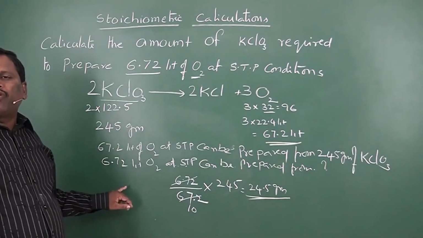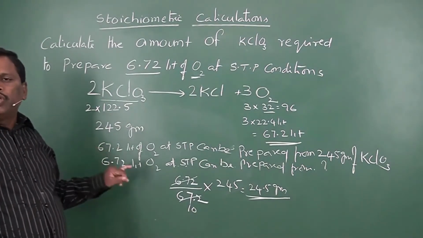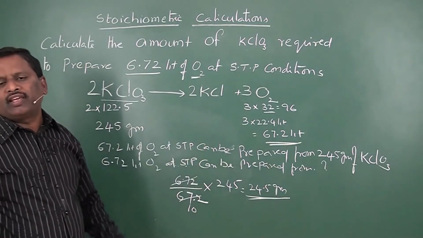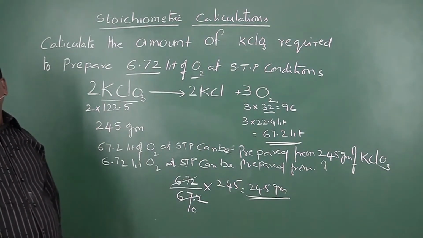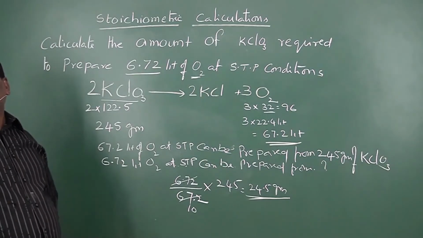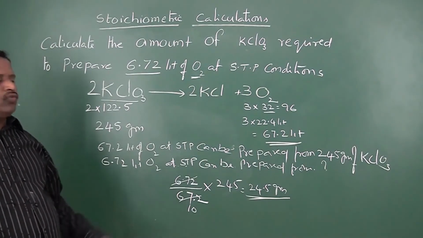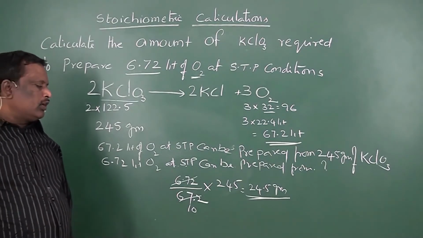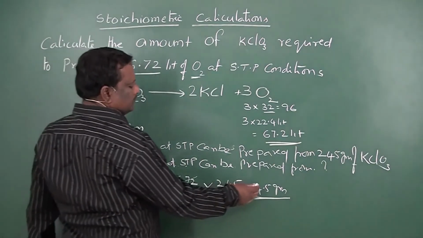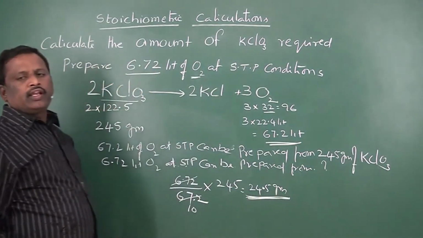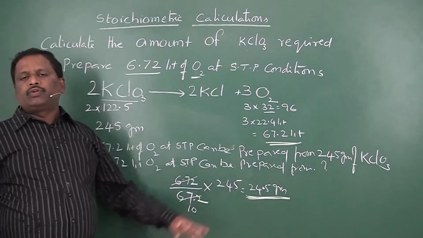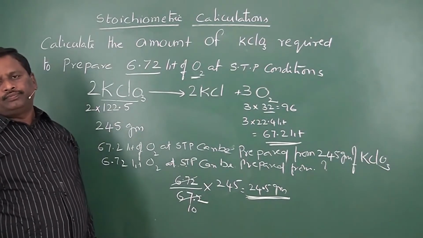But here our requirement is only 6.72 liters. So 6.72 liters of O2 gas is liberated from what weight of KClO3? So 6.72 by 67.2 into 245. So it will be 24.5 grams. This is the amount of KClO3 required to prepare the above said oxygen.